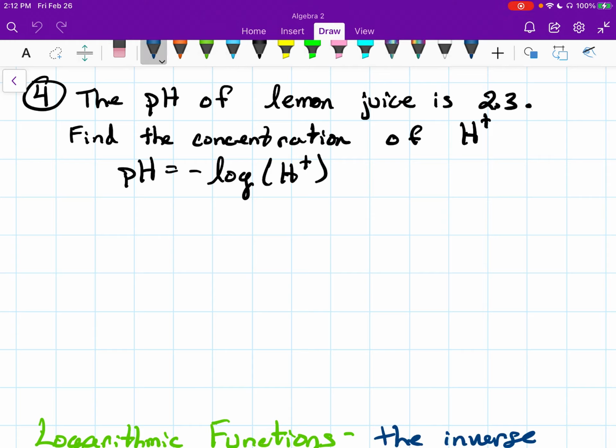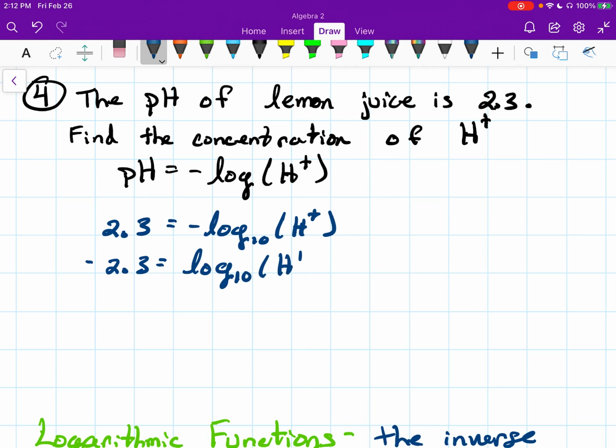So I'm going to try to solve. I'll say, well, 2.3, I'm plugging in the pH, is going to be negative log, I'm going to put a 10 there, of H positive. Now, I need to get rid of my negative there, so I'm going to multiply everything by a negative. It puts it over here on the left: 2.3 equals log base 10 of H positive. Now I'm going to transfer into exponential form. So this base here, the 10, is going to come over into there.